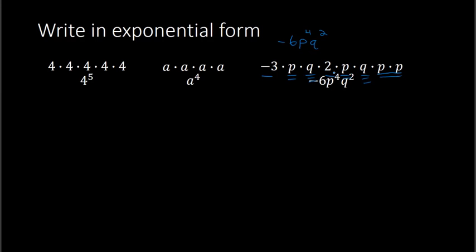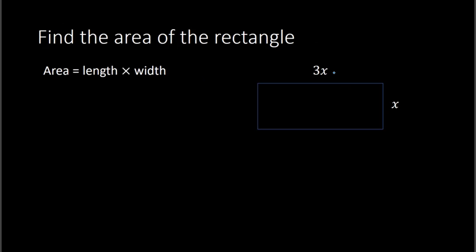Now we can use this in different scenarios, one of which would be with geometry. And here you're given a rectangle, and you know the length is 3 times x, and the width is x. So you're trying to find the width and the length given this information. We know the length is 3 times the width. Well, we can use our area formula, which says that the area of a rectangle is the length times the width. And we can plug in these numbers. So the length is 3x, the width is x.